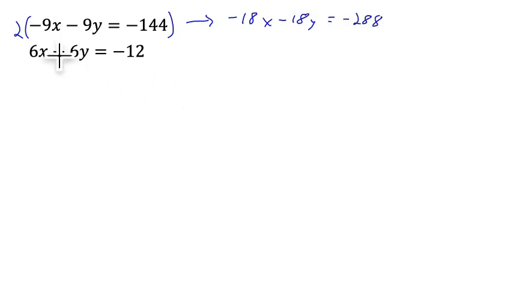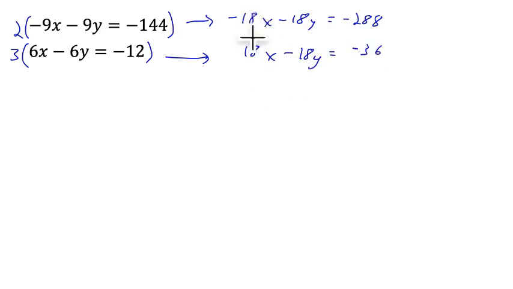All right, so now I want to turn this 6x into an 18x so that it cancels out with this negative 18x. So I need to multiply both sides of this second equation by 3. 3 times 6x, 3 times negative 6y, and negative 12 times 3.